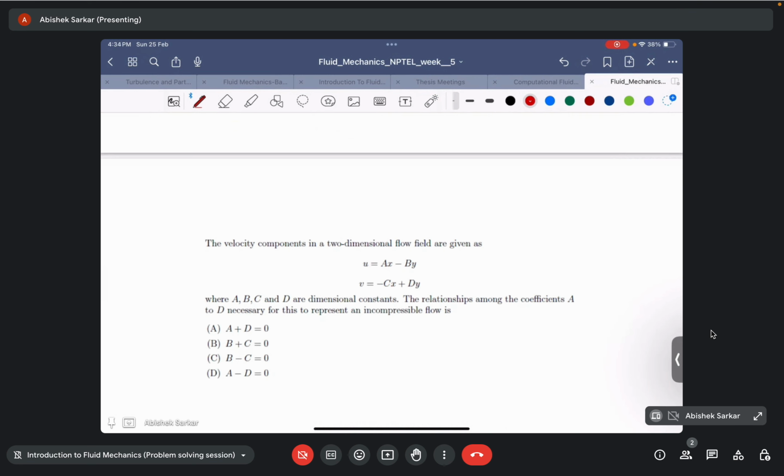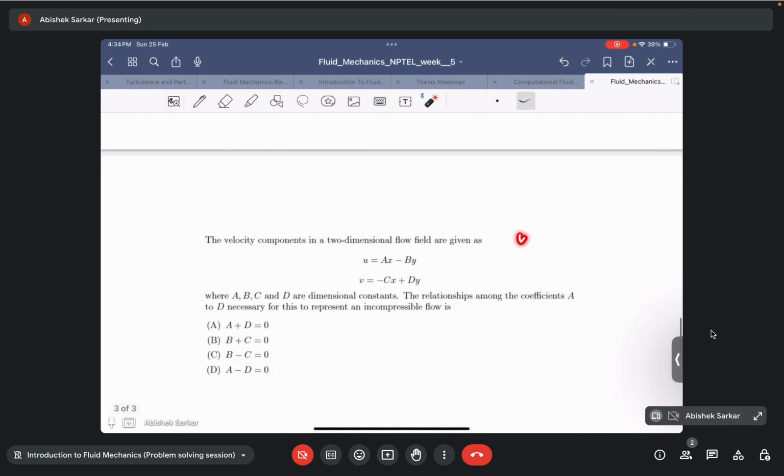Okay. And it is said that a, b, c and d are dimensional constants. Okay. Then find the relationship among coefficients a and d that is necessary for this to represent an incompressible flow field. Okay. So for an incompressible flow, we know that nabla dot v is equal to 0, or the divergence of the velocity field is 0.